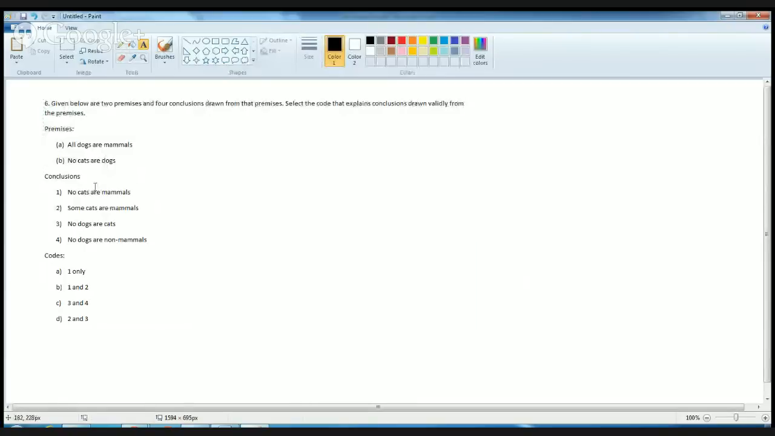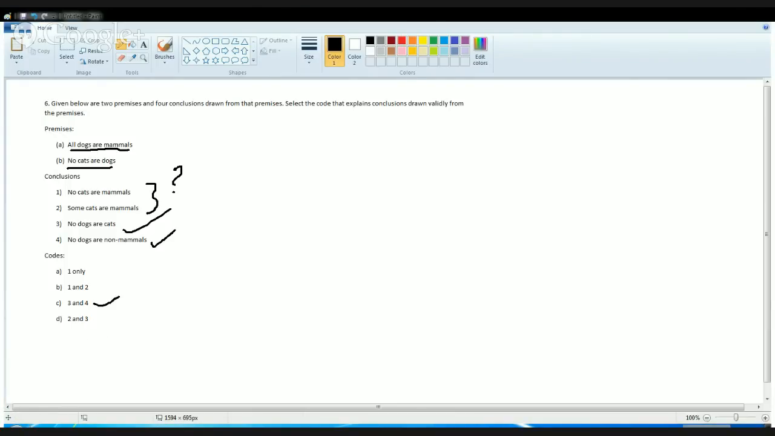There are two premises, and based on that you have four conclusions. So the first of the premises is, all dogs are mammals. What does that mean? I can say this statement is correct: since all dogs are mammals, there can be no dogs that are not mammals. Okay, so conclusion 4 is correct. Again, if I say no cats are dogs, that means there can be no dogs which are cats. So conclusion 3 is also correct. Conclusions 1 and 2, I cannot judge anything about them because they are not clear from the premises. So the answer would be 3 and 4. That is, the answer is C.